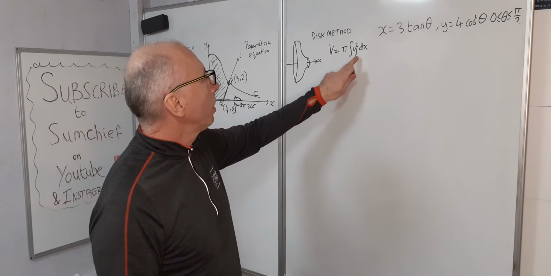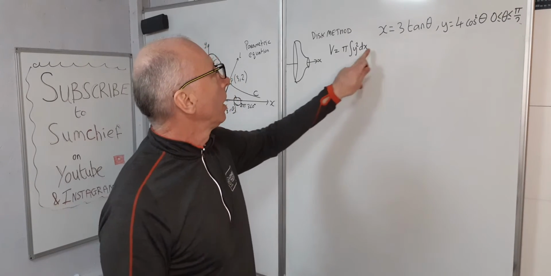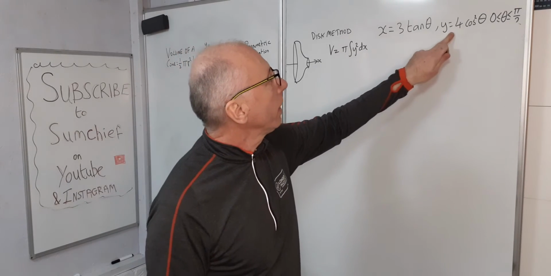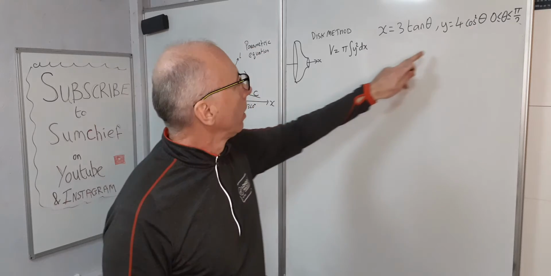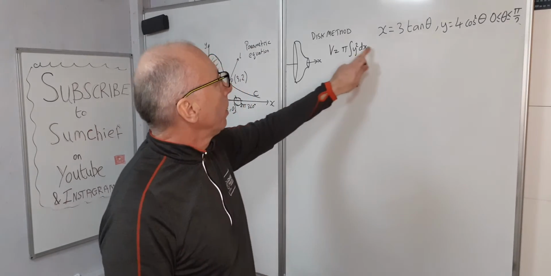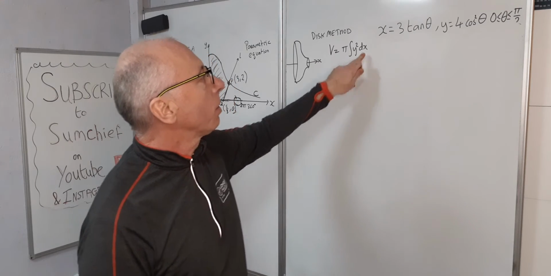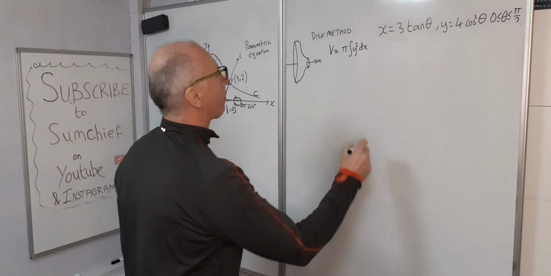So pi, no problem. y squared, no problem. dx, that's a problem, because y squared is 4 cosine squared theta, but that's in the theta world. This integral is in the x world. So we need to get that into the theta world. So how do we do that?